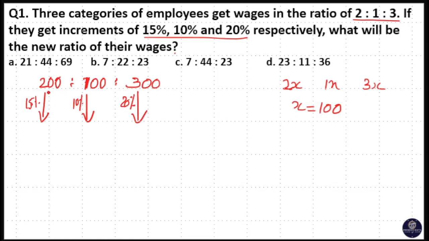15% of 200. 10% is 20 and 1% is 2. So 15% is 30. That means 200 plus 30 is 230, which is your new value.